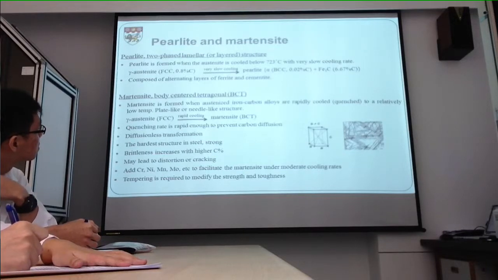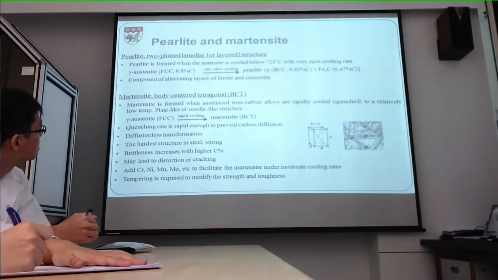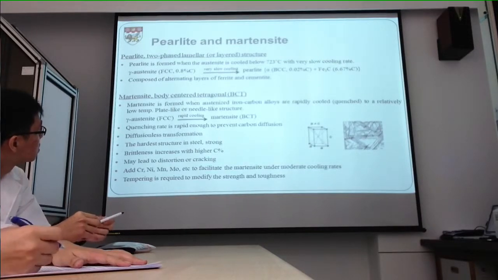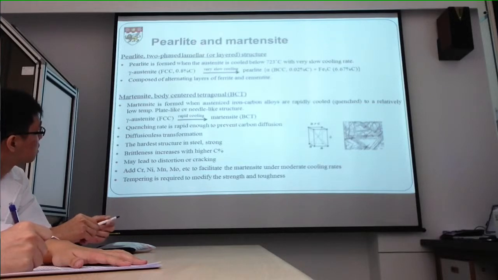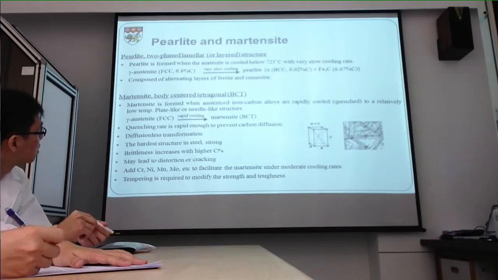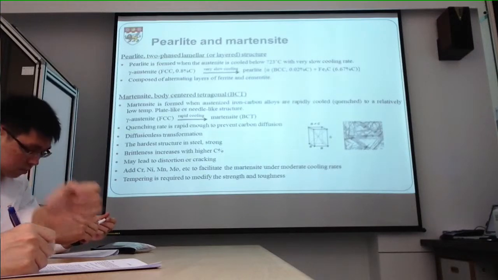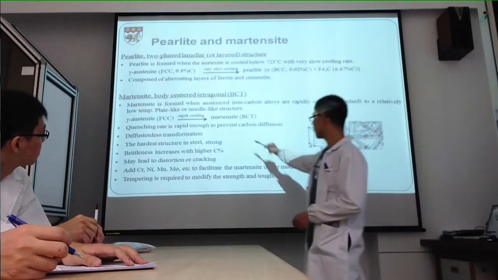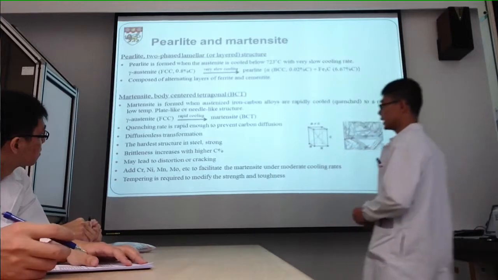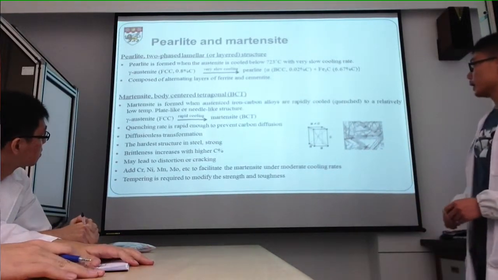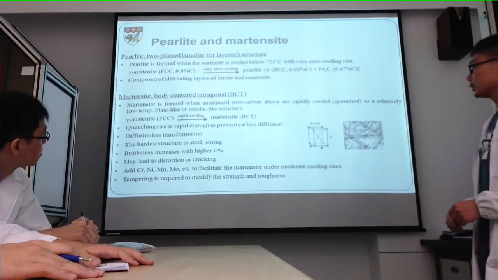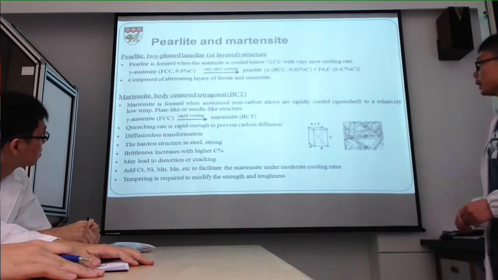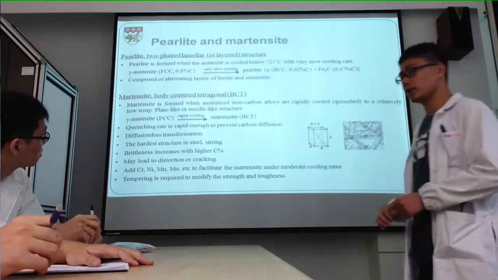Martensite is a body-centered tetragonal structure. It is formed when austenitized steel is rapidly cooled to a relatively low temperature. It is a plate or needle-like structure. So the quenching rate should be rapid enough to prevent the carbon diffusion to get the martensite phase. Martensite transformation is a diffusionless transformation. And martensite is a hard structure in steel. It is strong.